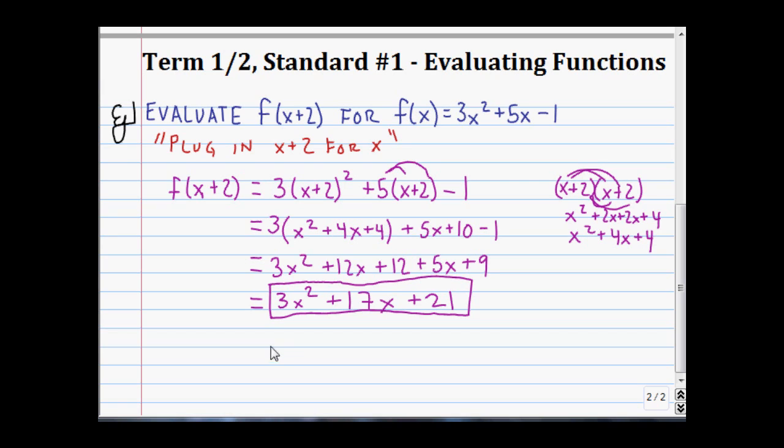So hopefully this has been beneficial, and standard 1 will not be a problem for you when you encounter it on every standard quiz.